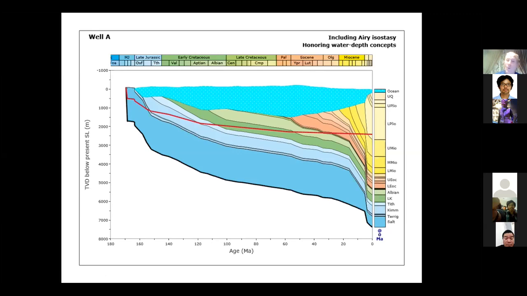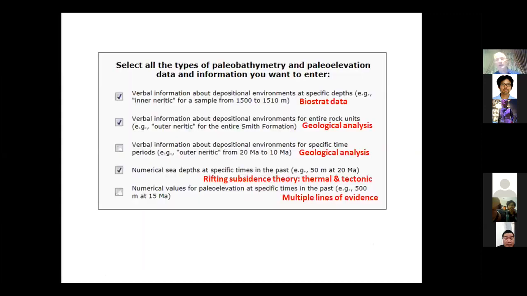So how did I know what water depth history I wanted to put on this? Well, there's a number of ways you can get data like this. In NOVA, we have five different ways you can enter data, and I've just put on here in red, this option would be for data basically from biostrat analysis, these would be more from geological analysis, this could be from rifting subsidence theory, because it would be thermal and tectonic events and how they affect water depth, and paleo elevation is a difficult one because we often have very little evidence, but there often can be bits and pieces that we can use, as I'll show you later.